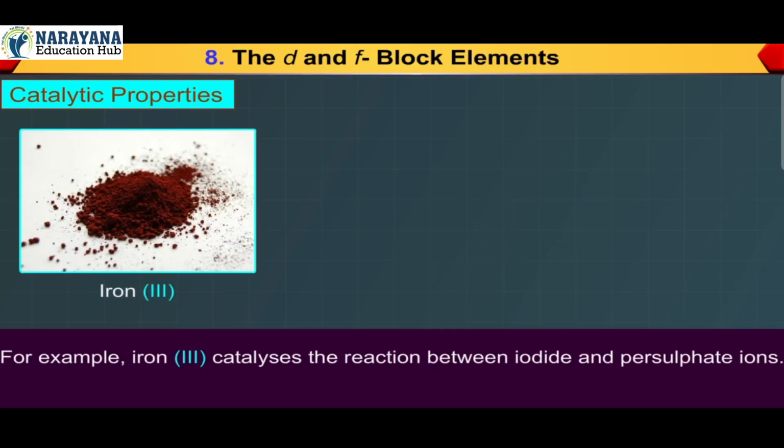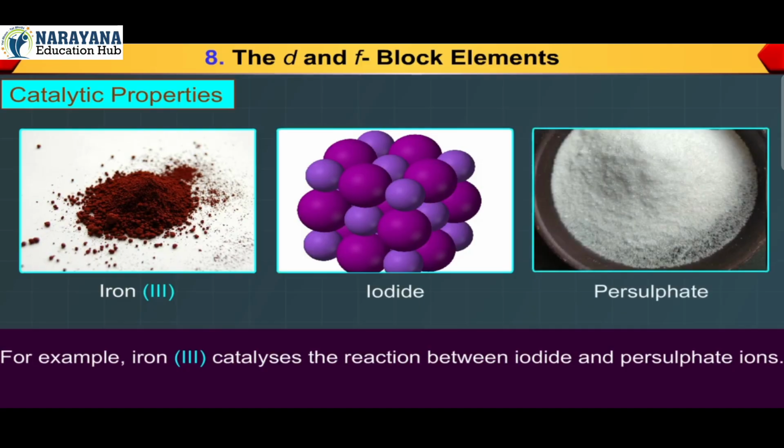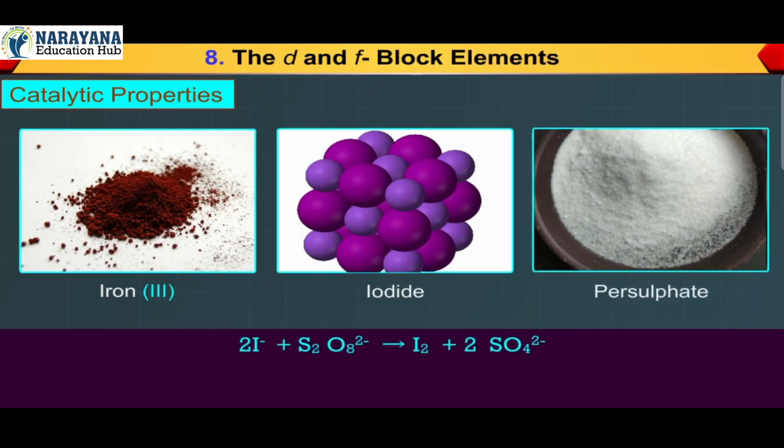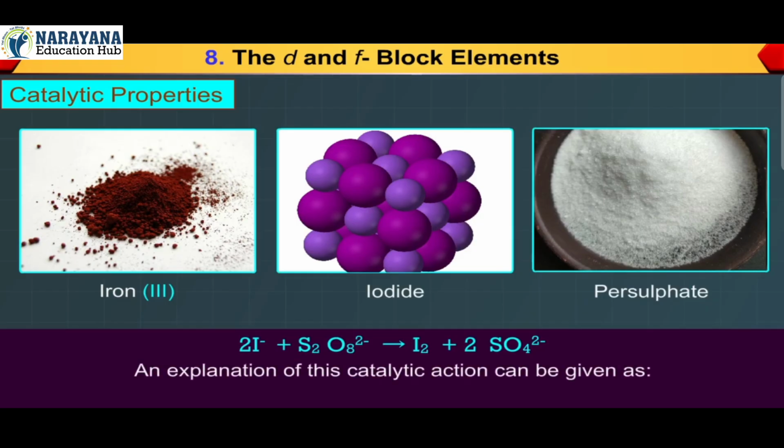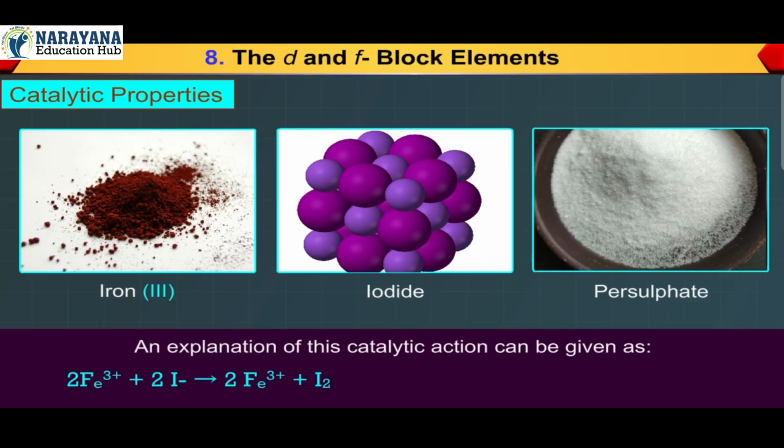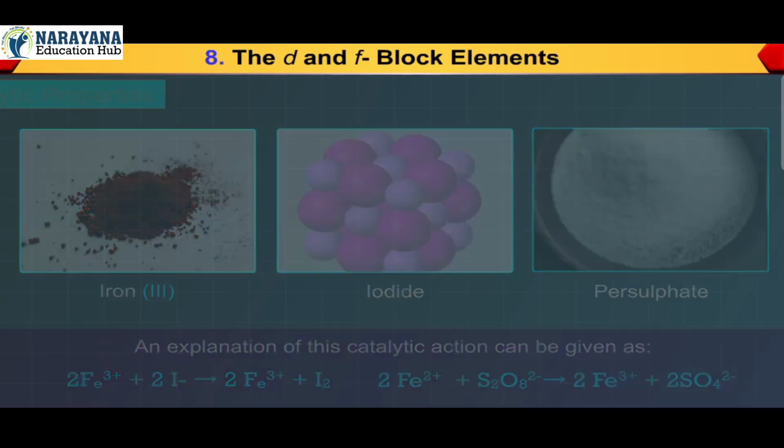For example, iron(III) catalyzes the reaction between iodide and persulfate ions: 2I- + S2O8 2- gives I2 + 2SO4 2-. An explanation of this catalytic action can be given as: 2Fe3+ + 2I- gives 2Fe2+ + I2. 2Fe2+ + S2O8 2- gives 2Fe3+ + 2SO4 2-.